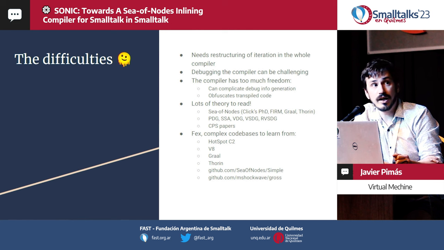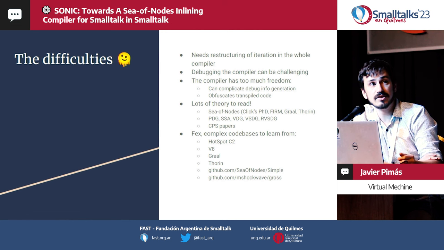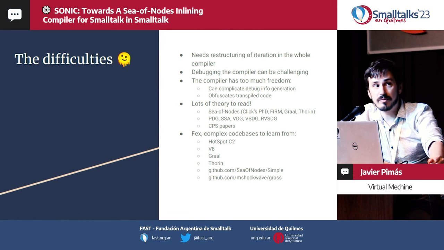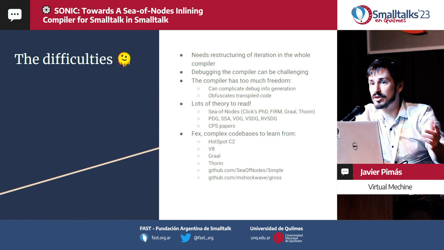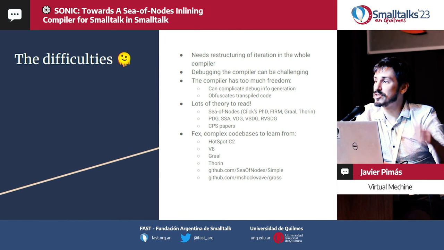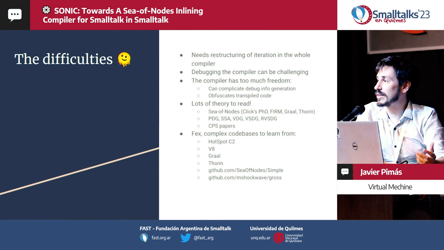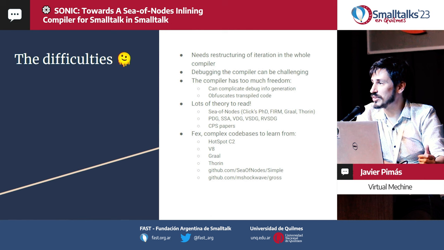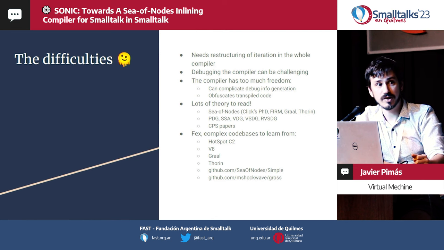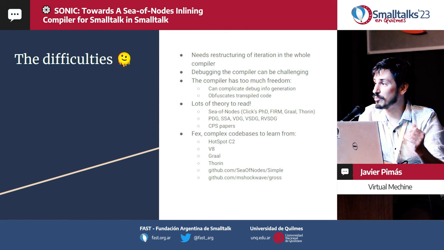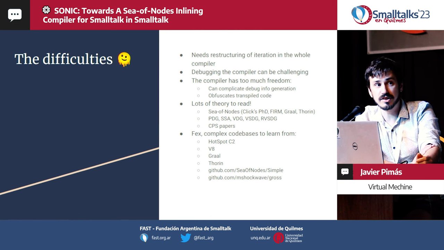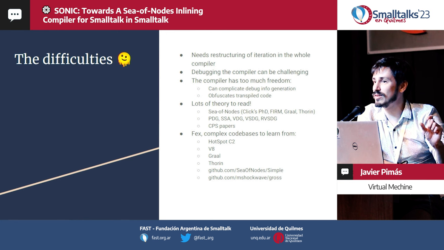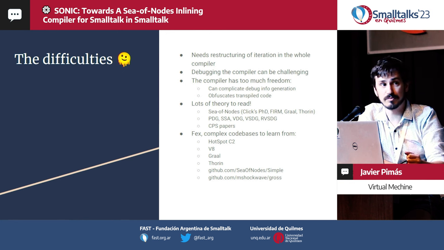For example, for theory, you have the original paper, the original thesis. Then you have different representations like program dependence graph, about SSA, value dependence graph, value state dependence graph, regionalized value state dependence graph. There's a lot of theory there, but there are not many implementations that you can look at and that are simple. So if you want to look at the code, then you have to go and fetch HotSpot code, which is not a small code base. And you can see the same in V8. There are some other smaller projects which are nice, and they are now doing this simple sea of nodes compiler, which is a project that I think Cliff is also working on, a simple implementation of the sea of nodes so that people can understand it.